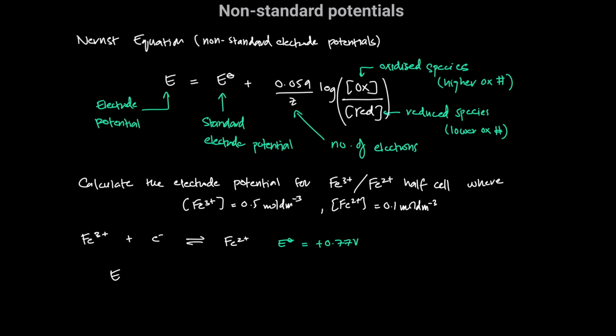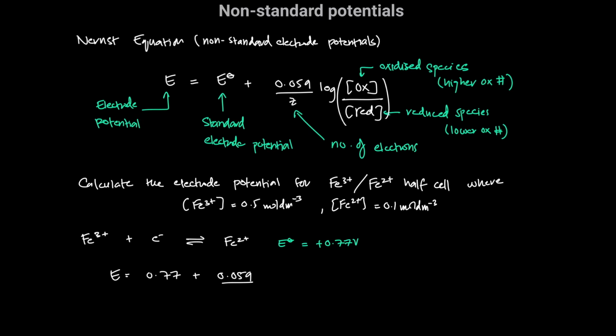The equation is E is equal to E naught, which is our standard reduction potential, that's positive 0.77, plus 0.059 divided by Z. That's just the number of electrons in the equilibrium, the stoichiometric coefficient for the electrons. That's just one electron in this equilibrium, one electron being gained by Fe3+ to form Fe2+.